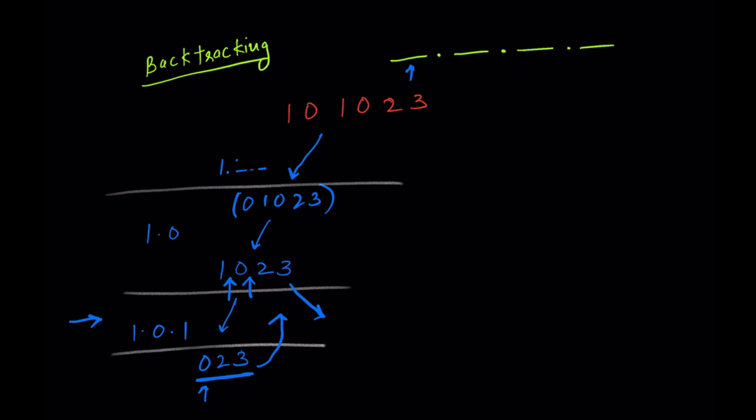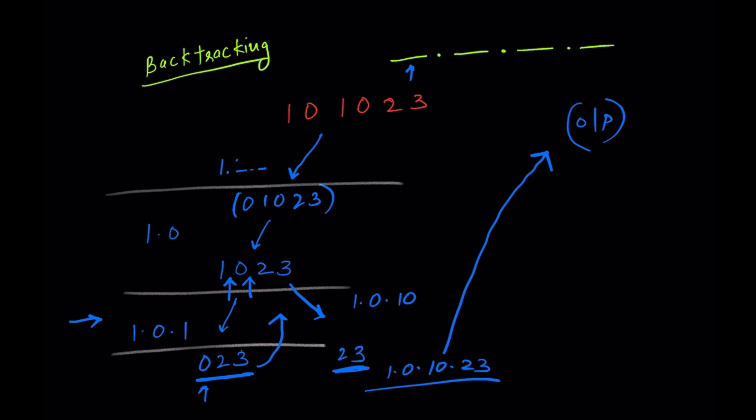So my new IP address would be 1.0.10, and the remaining characters, which is 23, seems to be a valid segment. And as it is valid, we'll save it to the output collection. For the next cycle, we'll try a different combination by placing the period between 2 and 3, giving us a different IP address. As it is valid, we'll again save it to the output.